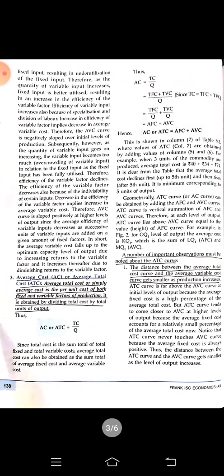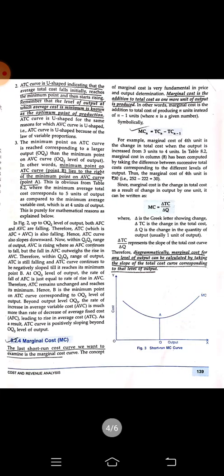Okay, next here they have explained to us about the marginal cost. The last short run cost curve we want to examine is the marginal cost. Marginal cost is the addition to total cost as one more unit of output is produced. Diagrammatically, marginal cost for any level of output can be calculated by taking the slope of the total cost curve corresponding to the level of output.